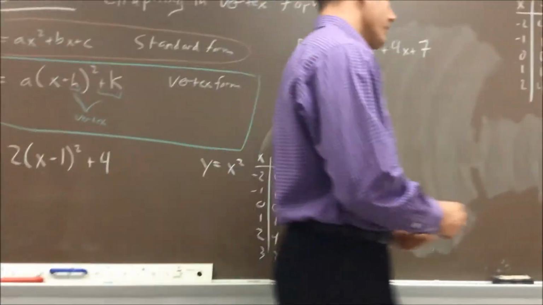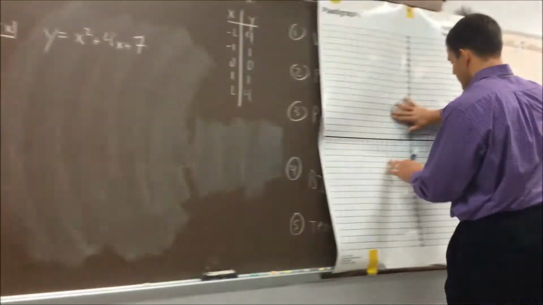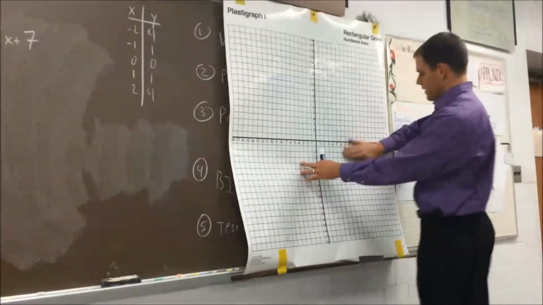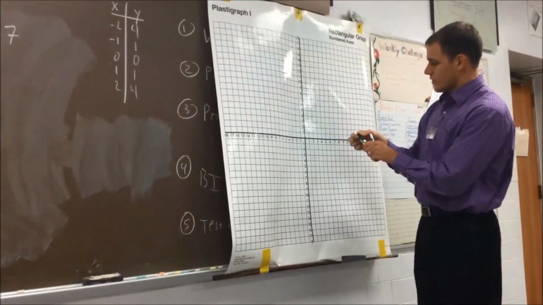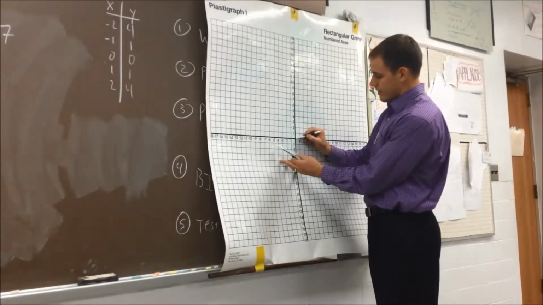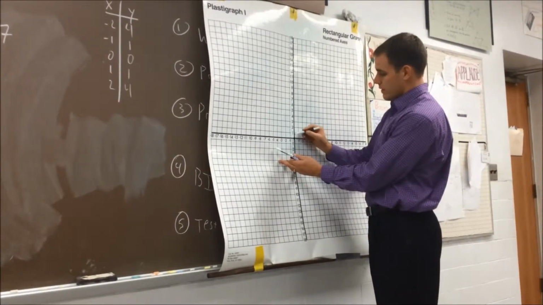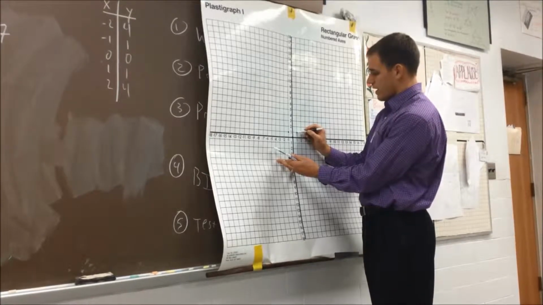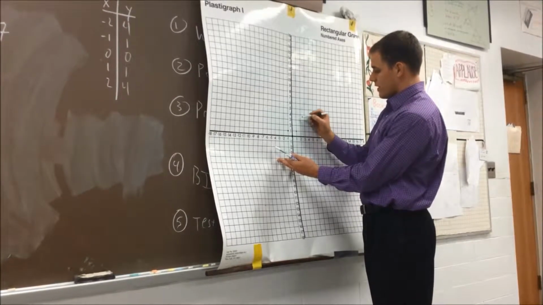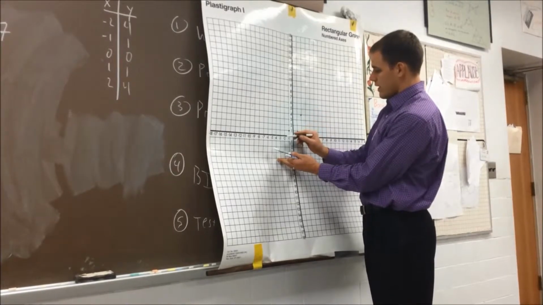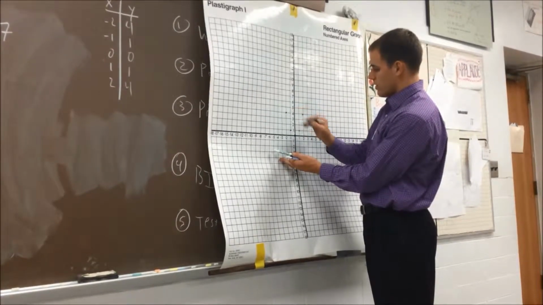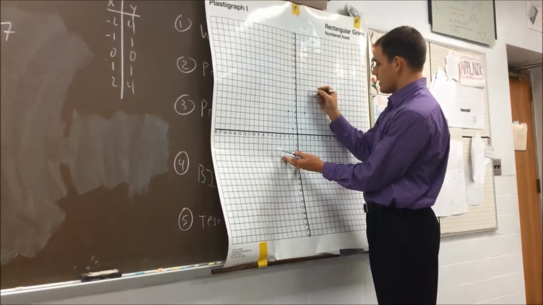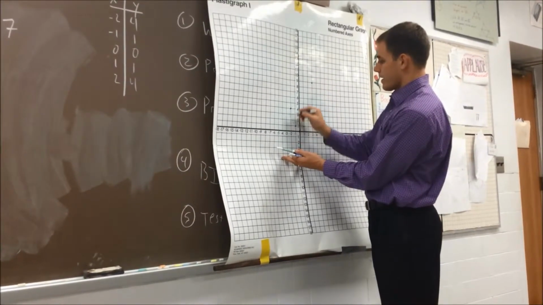Something kind of cool there. So I start off, my basic graph is at 0, 0. Then -1, 1, and 1, 1. 2, 4, and -2, 4. Then 3, 9, and -3, 9.